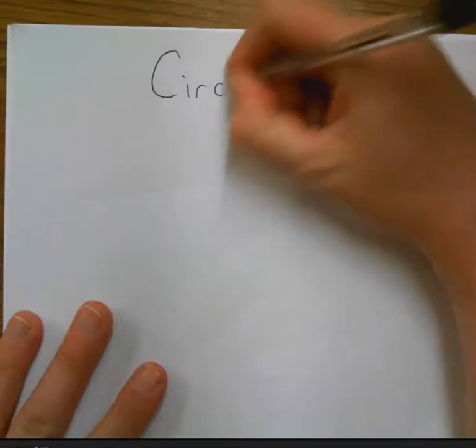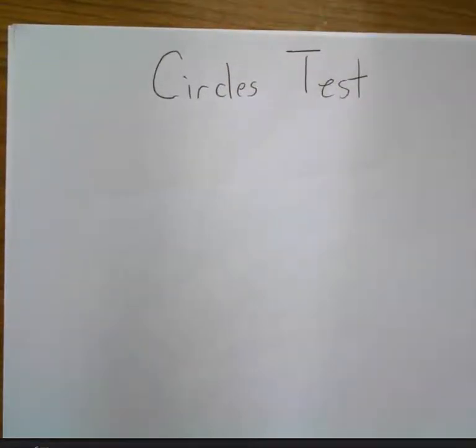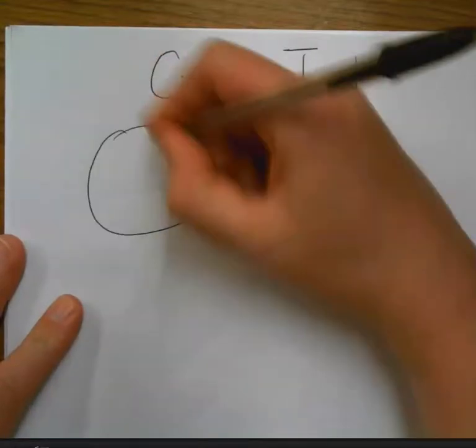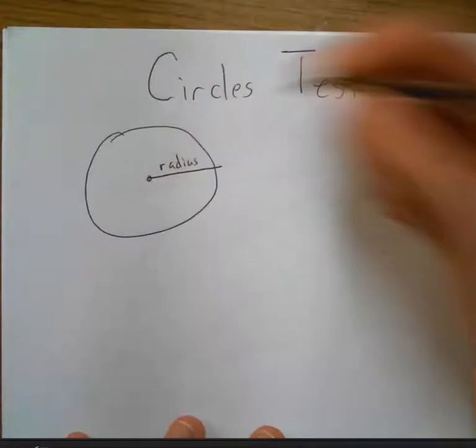This video is for you to help you pass your circles test. So for the circles test, there are 4 main vocabulary words with circles. The first one is a radius. Radius is halfway across a circle.